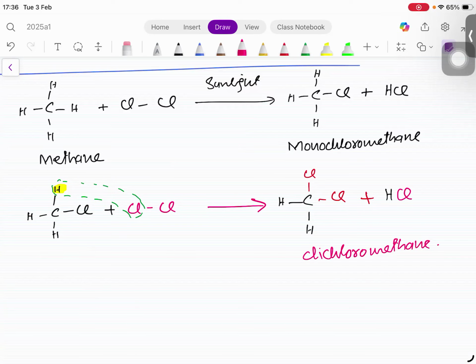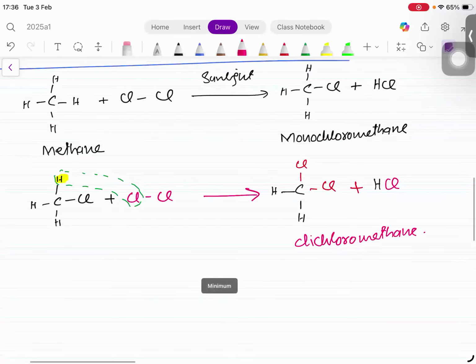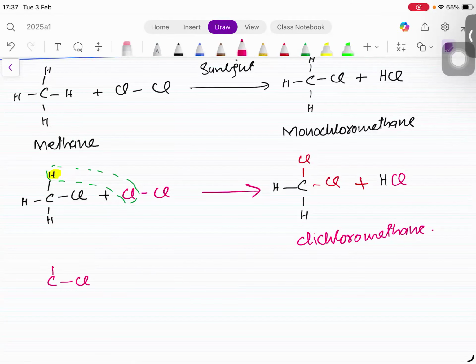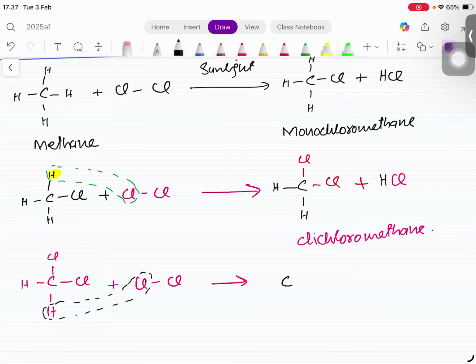Is this the end product? No. It continues until all the hydrogens are replaced. So one more, C, here is the Cl, here is the Cl, here is the H, here is the H, plus Cl2. So what about this? One more, let's say. So what is the product now? Yes, there is only one hydrogen left, and this is called trichloromethane.